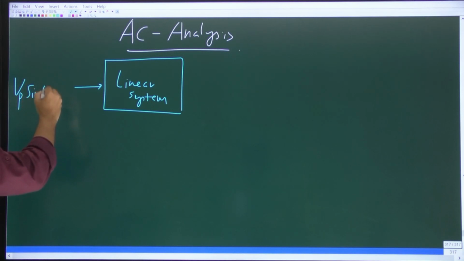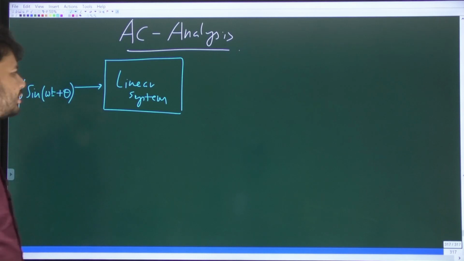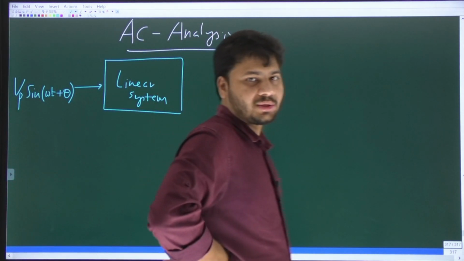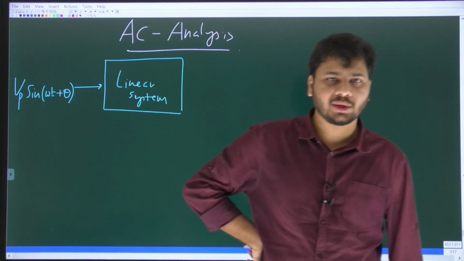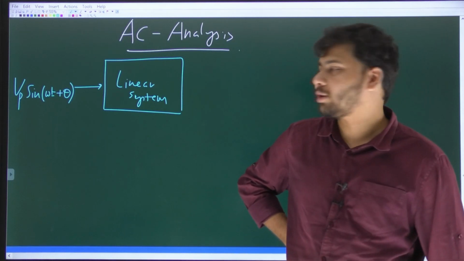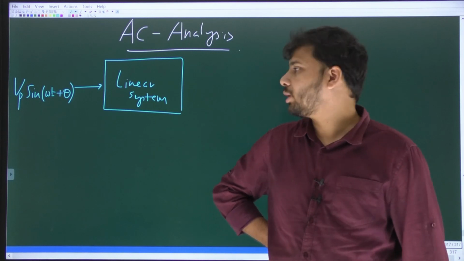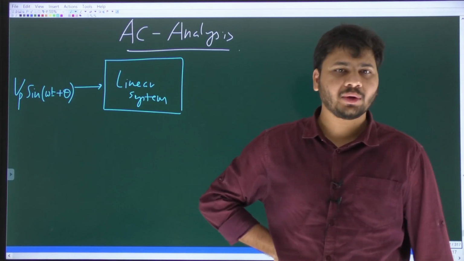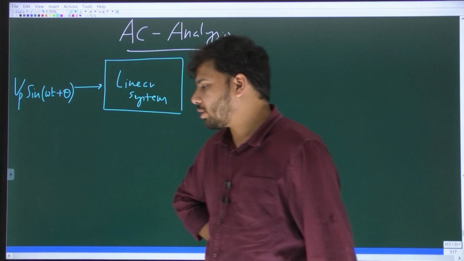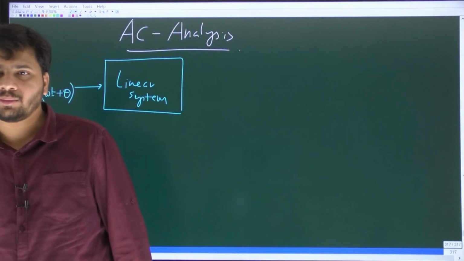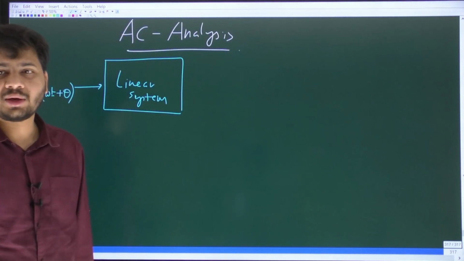Let it be some Vp sine omega t plus theta. So what is the input for this linear system? Vp sine omega t plus theta. So what is the frequency of the input? It is omega. What is the amplitude of the input? It is Vp. And what is the phase angle of the input? It is some theta.